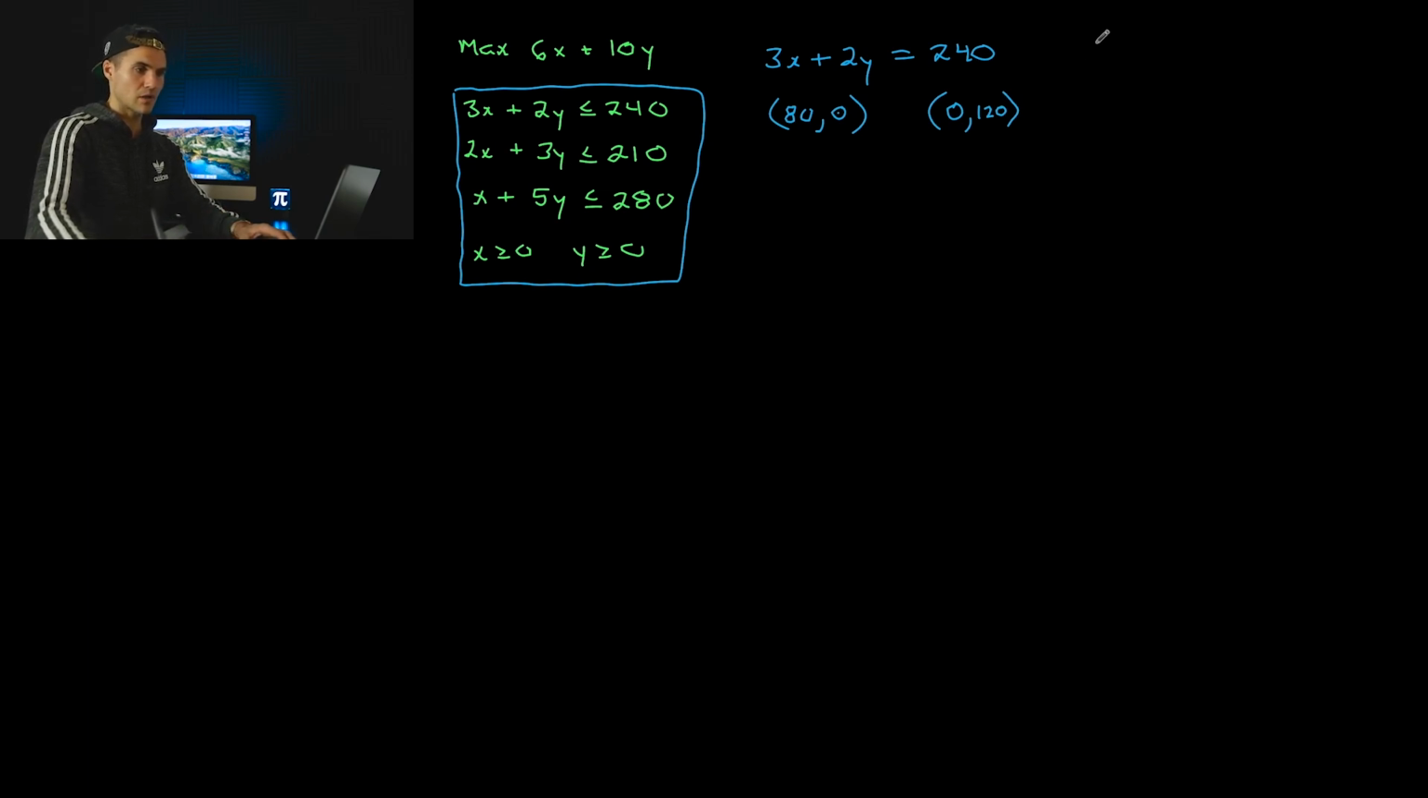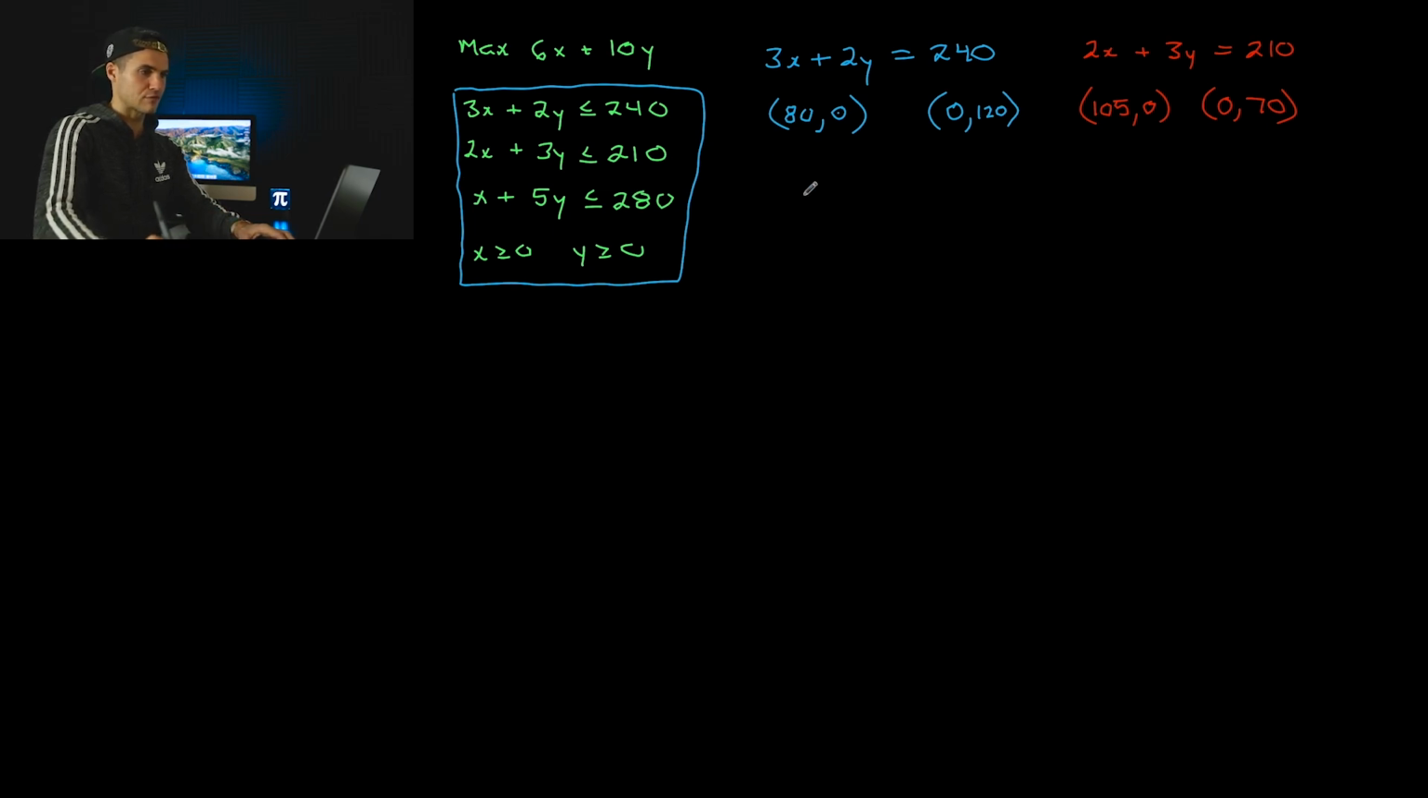So next one, we'll have 2x plus 3y is equal to 210. If we get the x-intercept, plugging in 0 for y, 2x equals 210, that would give us an x-intercept of what, 105? Like that. And if we want the y-intercept, plug in 0 for x, 3y equals 210, the y-intercept would be 70. Like that.